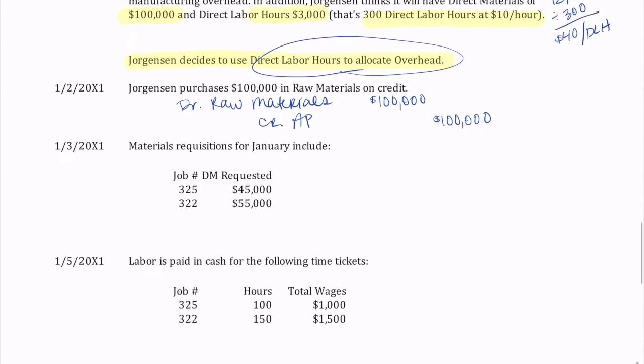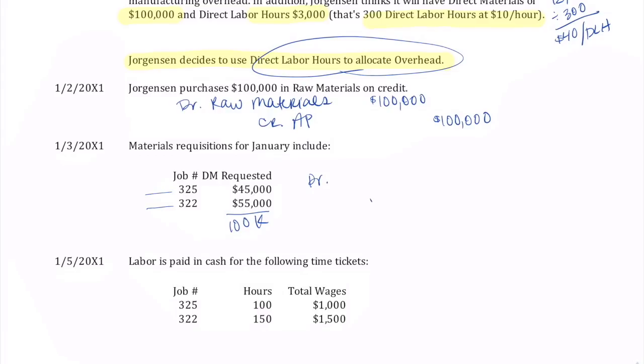There were materials requisitions for January. It looks like we have two jobs, job 325 and job 322. So there were two materials requisitions. If we look at the total of it, it's $100,000. I'm just going to make one journal entry for it. You could do two, that would be fine.